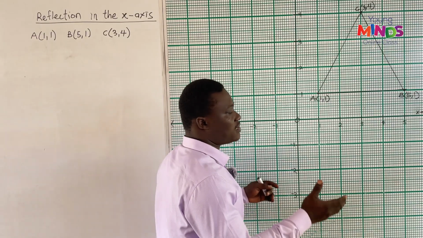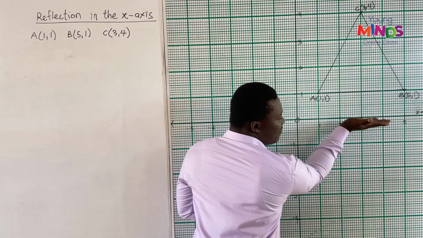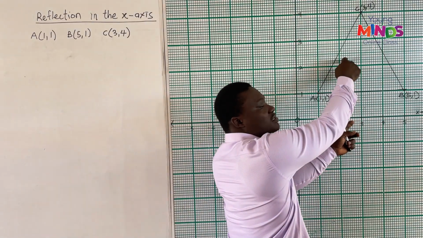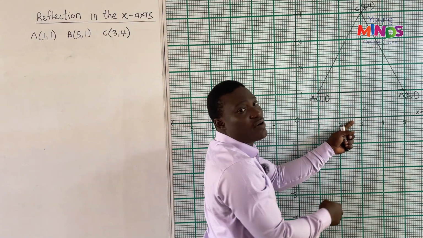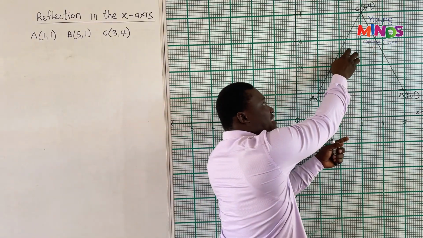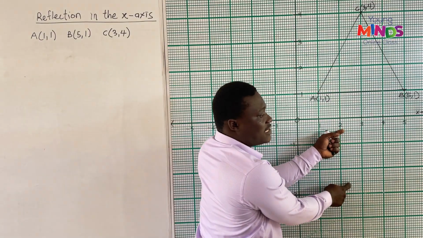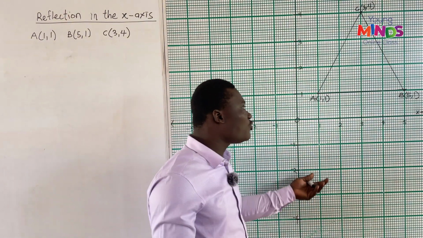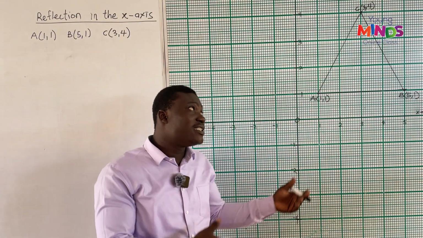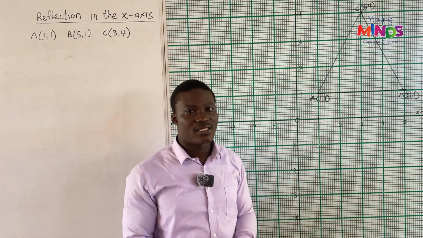What it means is that if you are using the x-axis as a mirror line, and we put a mirror here, the image will reflect in the mirror. So if you're using the x-axis as a mirror line, this image will have to reflect through the mirror line, that is the x-axis. How do we reflect this image triangle in the x-axis?